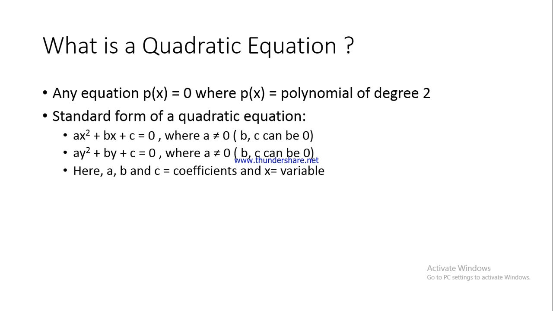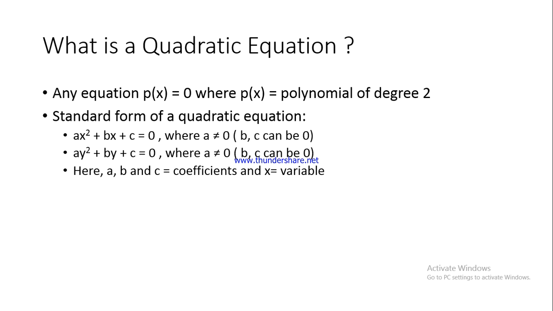Ax square plus bx plus c. Since x square was there, this is basically a quadratic equation in x. Since in the second line we have y square, this is basically a quadratic equation in y. Is this understood? And we have also said that b can be 0, c can be 0, which means even then it can be a quadratic equation, because if b is equal to 0 and c is equal to 0, bx will be 0, c will be 0, so ultimately it will be x square is equal to 0. This can be a quadratic equation, there is no problem with that.